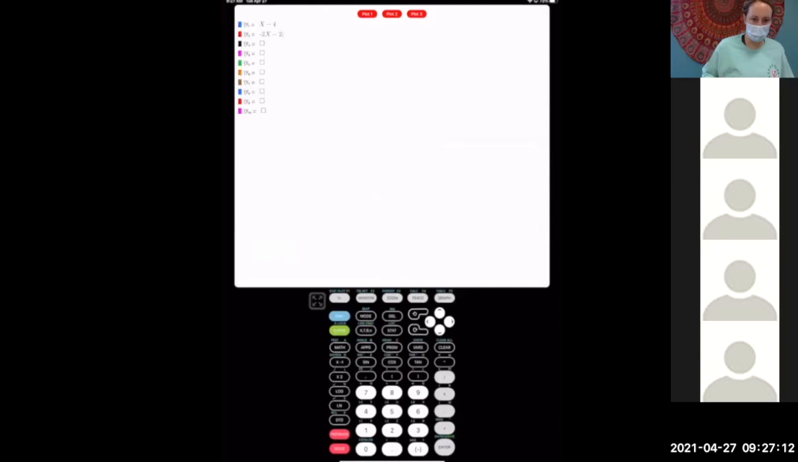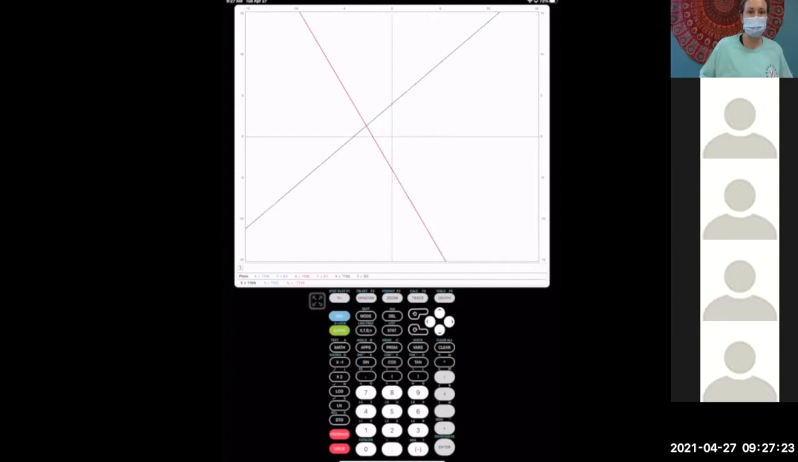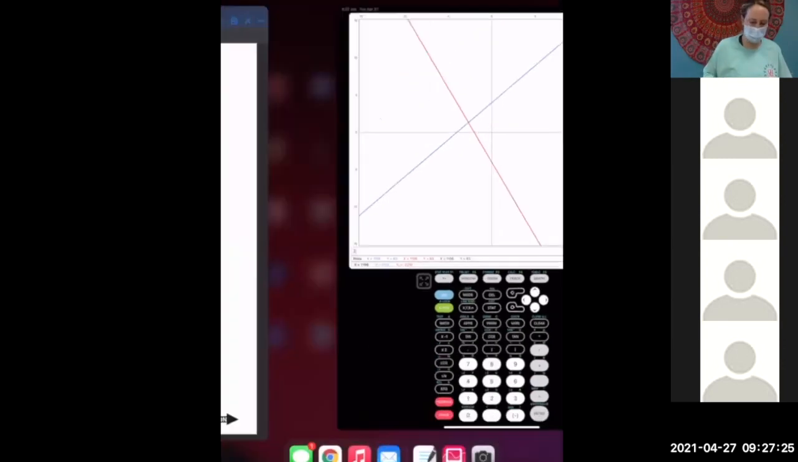So we go to Y equals. We go X plus 4 and negative 2X minus 4. Look at the graph. It crosses where it's supposed to, so it's J.